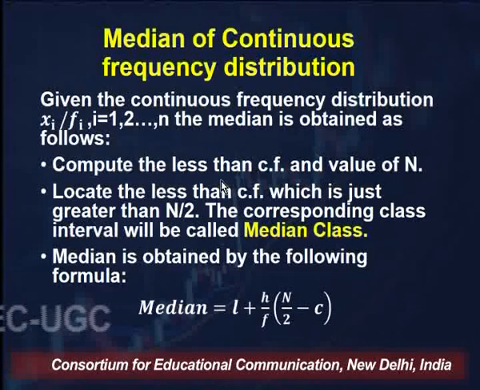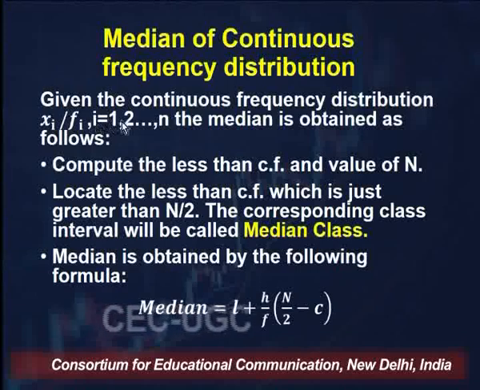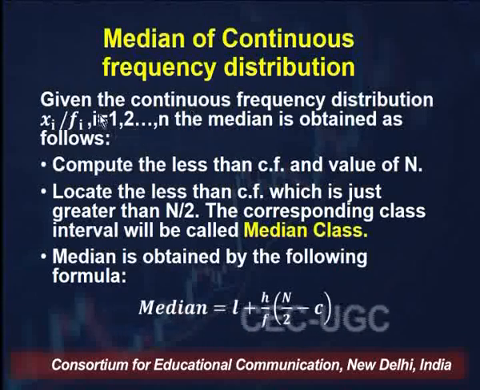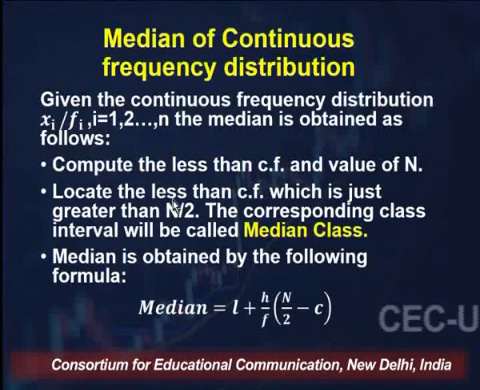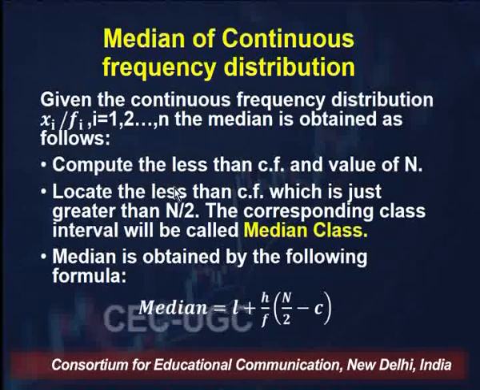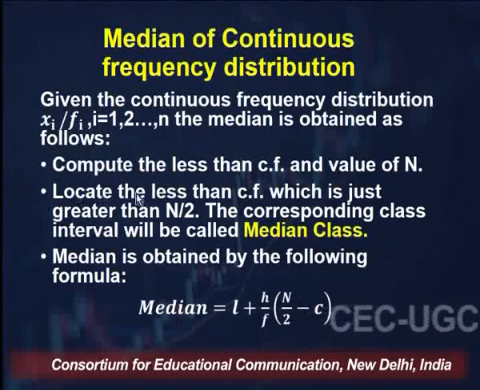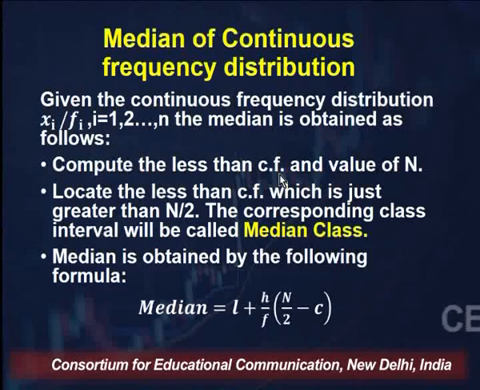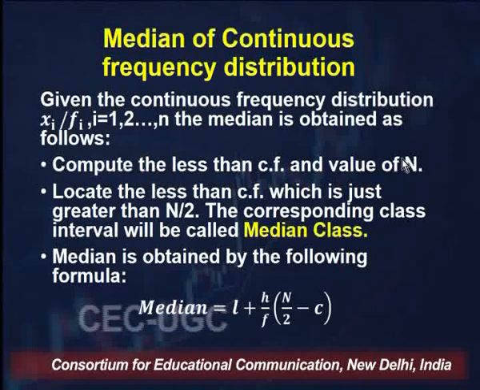Okay, so we will first be given the class frequency distribution, class intervals will be given, frequencies will be given. I will obtain xi, which is the class marks. Based on the fi, I will compute the less than cumulative frequency. Of course, I have to obtain the total of the frequencies, which is capital N.